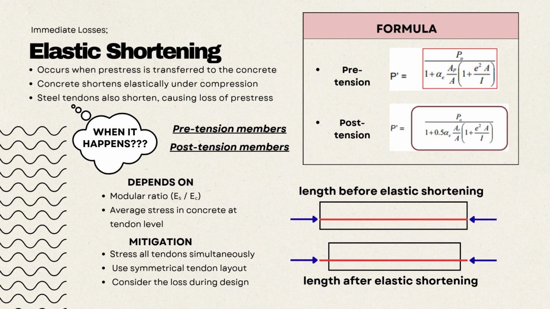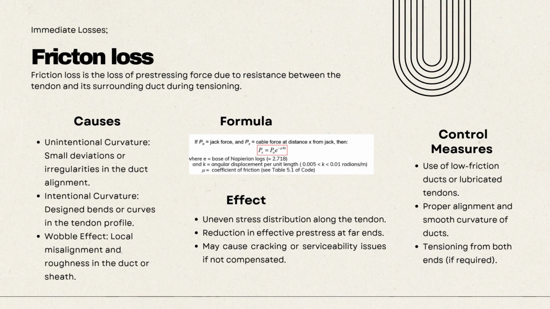To reduce this effect, engineers can stress all tendons simultaneously, use symmetrical tendon layouts, and account for the loss during the design process. Next, I will present to you about the friction loss under the immediate losses.